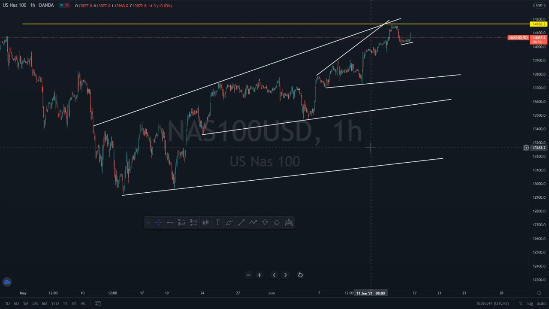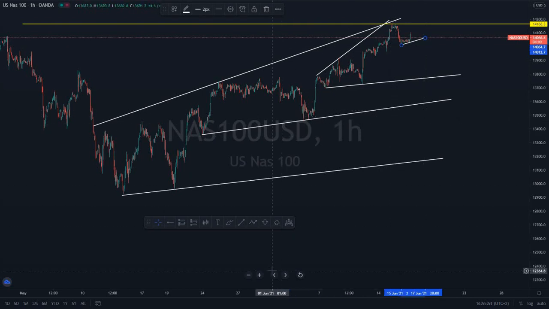Just because if, let's say on this setup, I put a sell stop below the structure, I'm just doing an example.